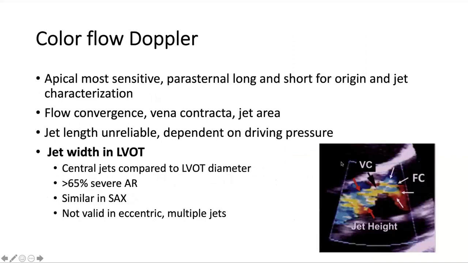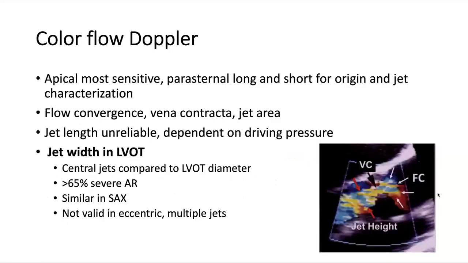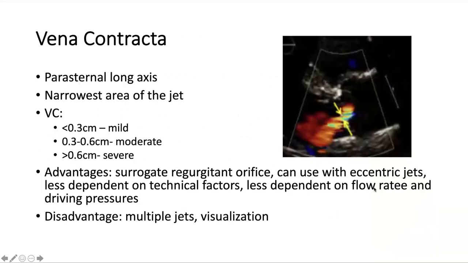So, vena contracta. This image here on the right actually shows all three that we'll talk about, with jet height being here. Vena contracta is best seen in the parasternal long axis. Essentially you're looking at the narrowest part of the jet, or the neck, which is better seen in this image. The idea is that you're going to measure that. Less than 0.3 centimeters is more consistent with mild, and if it's over 0.6 centimeters, more consistent with severe.